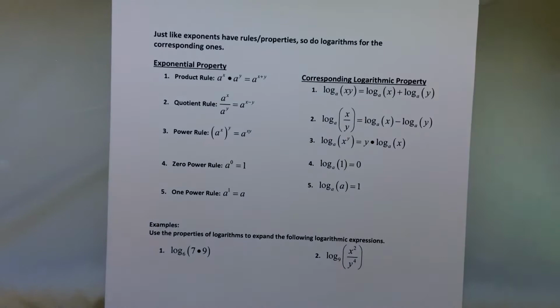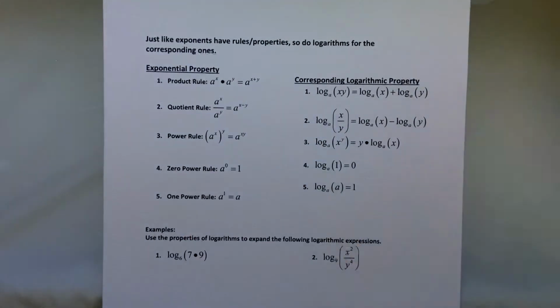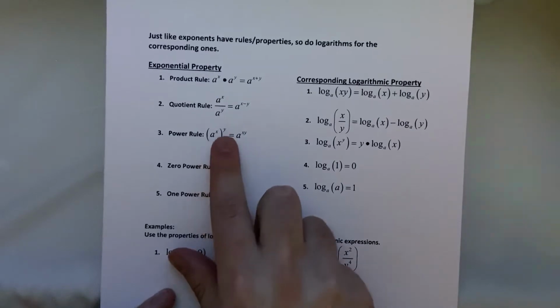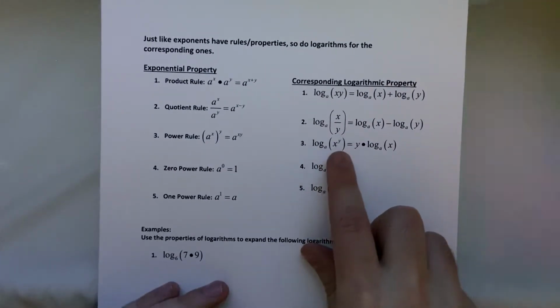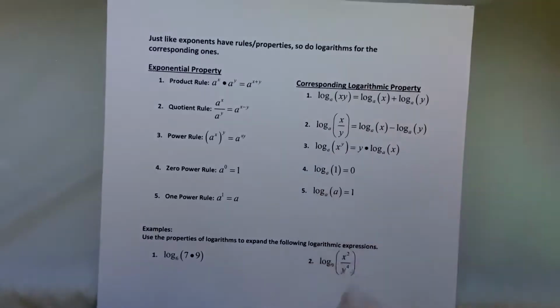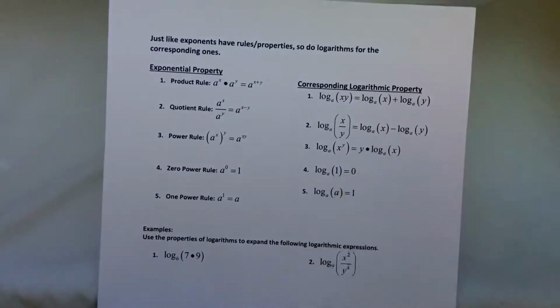Similarly, the quotient rule, when you divide with the same base, you subtract exponents, becomes: when you're dividing inside a logarithm, you can split them into two logarithms, but it will be subtraction between the two terms. Power rule for exponents is when you raise a power to a power, you multiply. For logarithms, if you have a number raised to a power inside of the logarithm, you can bring that power out in front and it's multiplied by the value of the logarithm without the exponent.